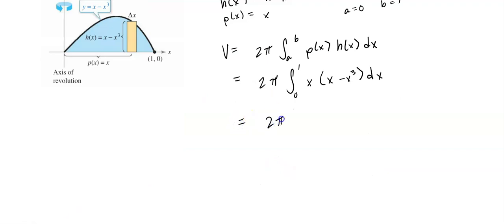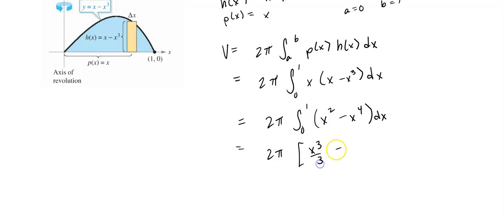Now I'm going to distribute that x, and I'll have x squared minus x to the fourth. And when I integrate this, I'll get x cubed over 3 minus x to the fifth over 5, from x equals 0 to x equals 1.